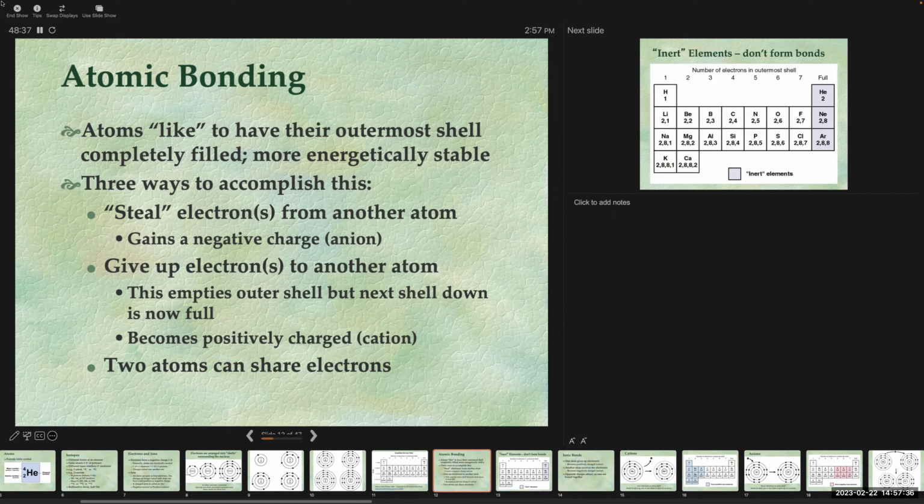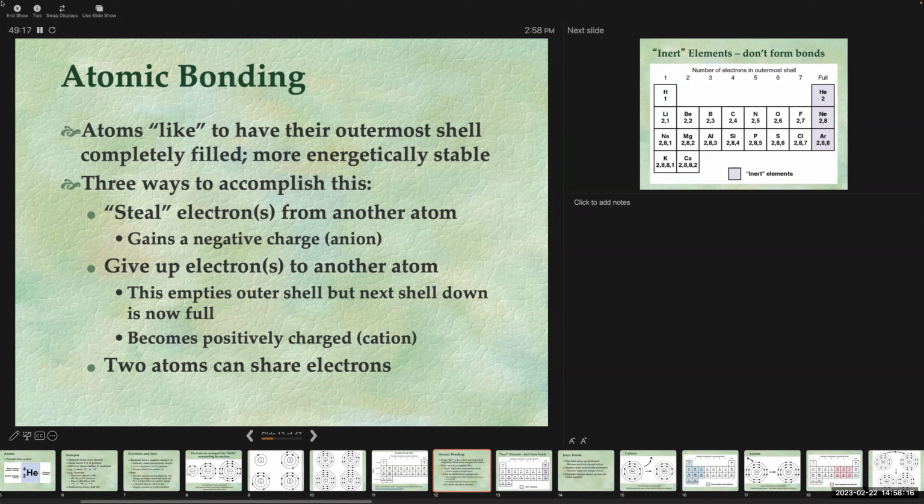Another way that atoms can become happy and fill up their outer shell is actually to give away electrons to another atom. Let's say you've got an atom that has only a couple of electrons in the outer shell, maybe 1 or 2 electrons in the outermost shell. It's actually more energetically stable for that atom to just give away those 1 or 2 electrons from the outer shell. Now, what that means is the outer shell completely disappears, but the next shell down is now full. And so that is energetically stable.